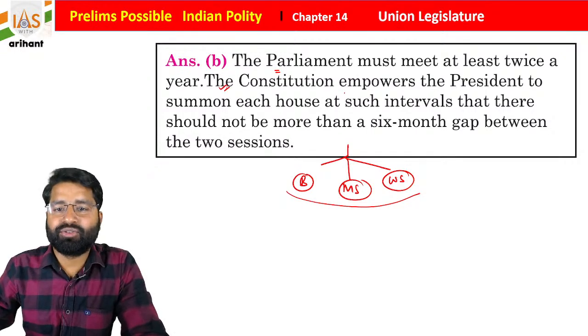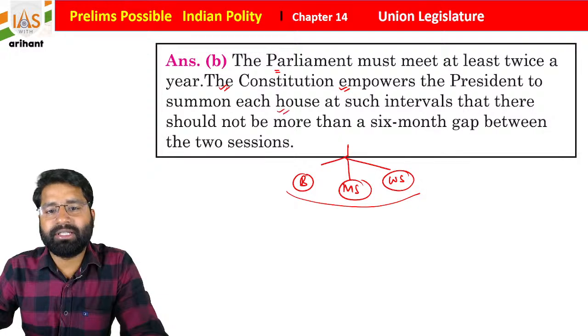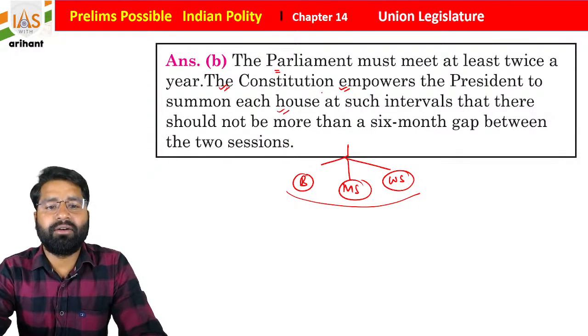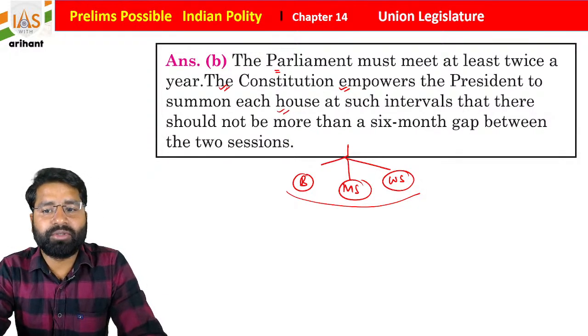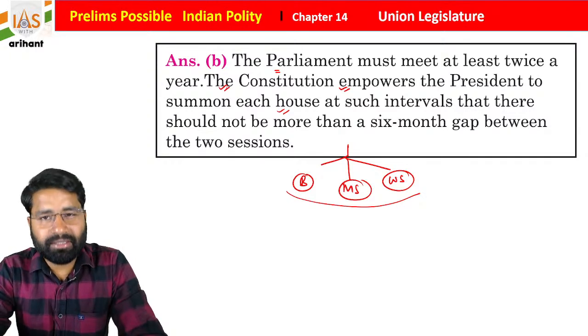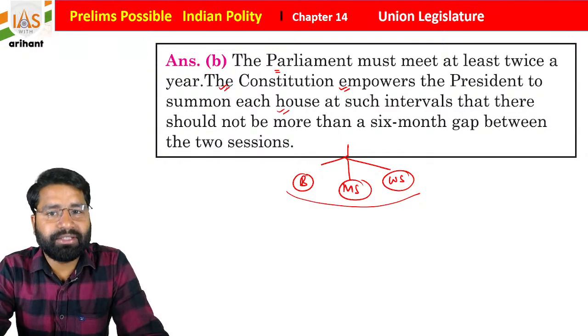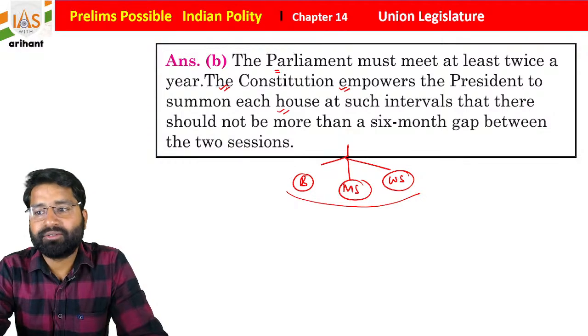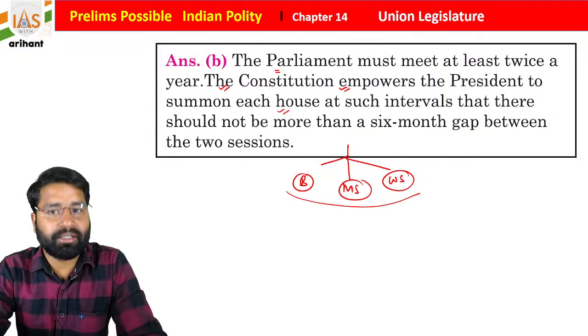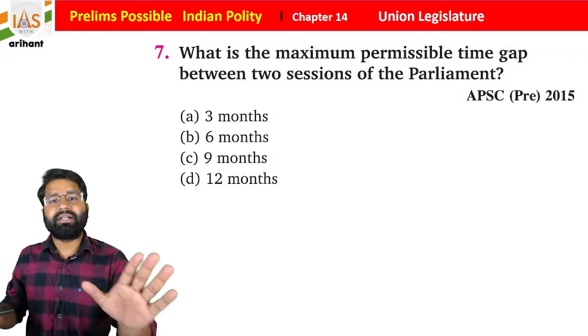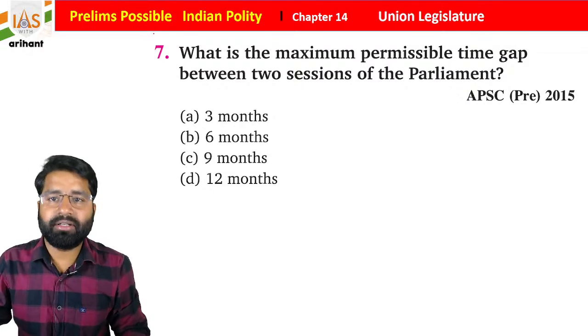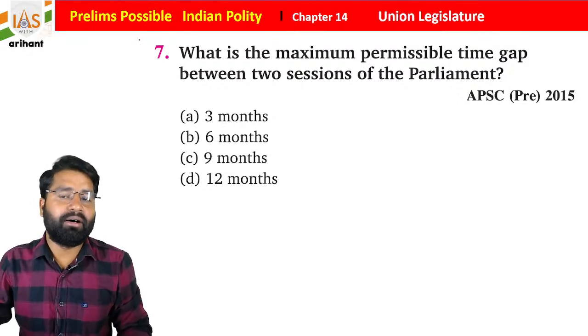The Constitution empowers the President to summon each House at an interval of not more than a 6-month gap, but it can also be extended. Let's suppose any condition arises like Corona, in that case they will not create any gathering. So there are conditions. But in normal conditions they should meet within 180 days.